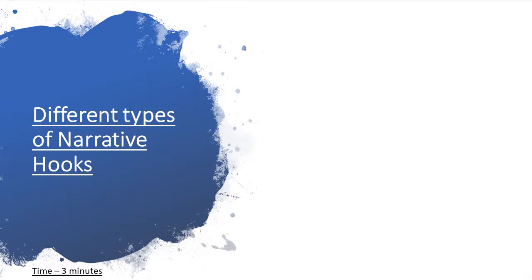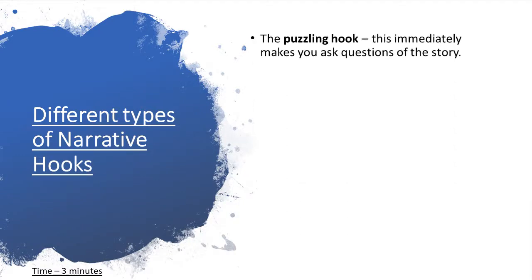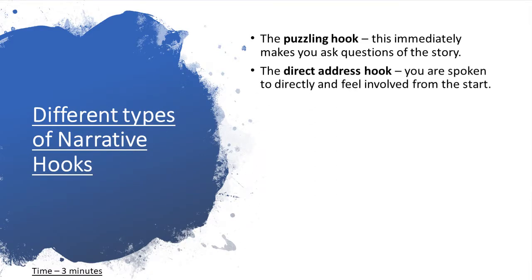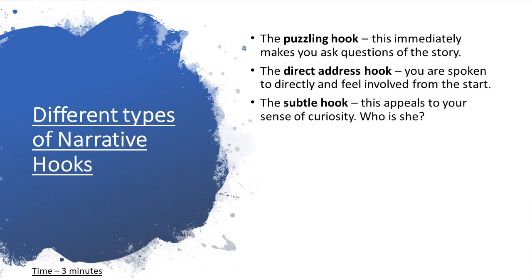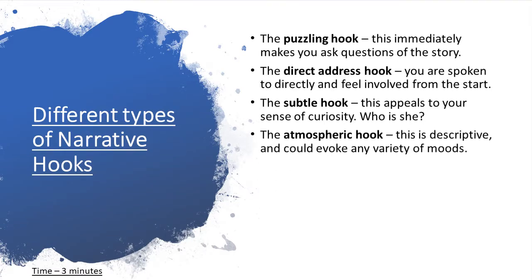So let's think about some different types. You've got the puzzling hook. This immediately makes you ask questions of the story. The direct address hook, where you are spoken to directly and feel involved from the start. The subtle hook. This appeals to your sense of curiosity. Who is she? Who is he? What's going on? The atmospheric hook. This is descriptive and could evoke any variety of moods.